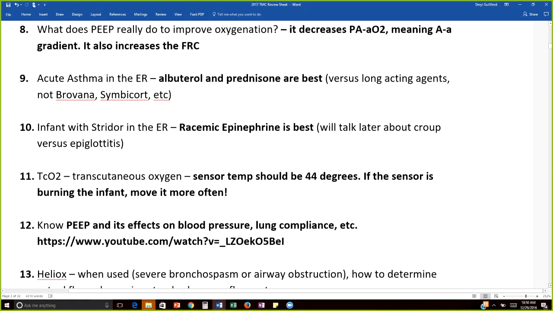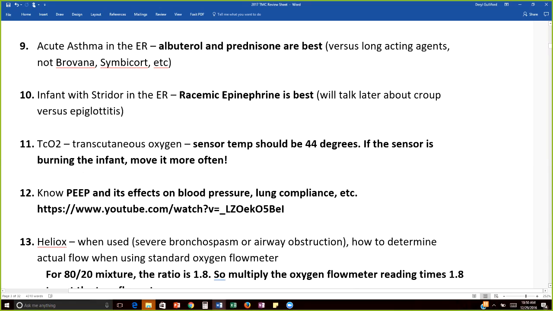Asthma in the emergency room, albuterol and prednisone. What you want to do is distinguish the short-acting agents, things that will help relatively quickly, versus long-acting agents. Brovana, poor choice in the ER. Symbicort, poor choice in the ER. But albuterol and prednisone, good choices. Stridor in the ER always should get racemic epinephrine. And later on, we're going to talk about croup versus epiglottitis so that you can help to distinguish those two. But for this point, just infant with stridor in the ER, racemic epinephrine.